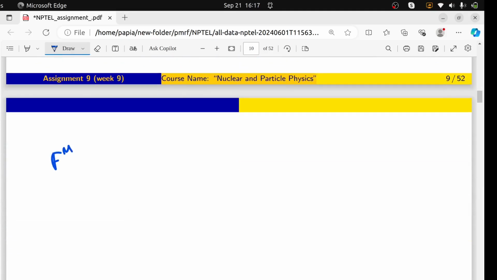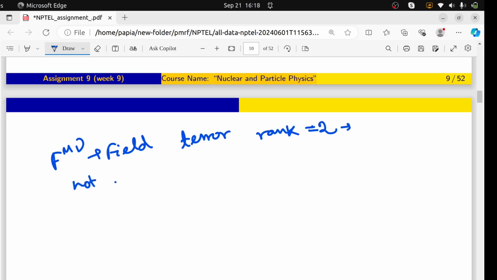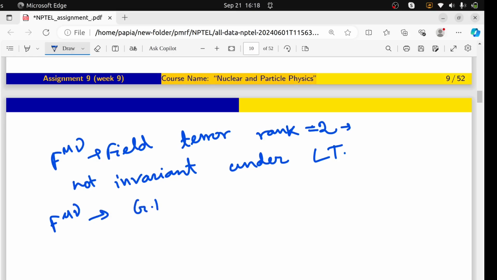So obviously F_μν is a field tensor, we know that it is a field tensor of rank 2, right? So if it is a rank 2 tensor, that means it is not invariant under Lorentz transformation, right? So for the F_μν case, we have seen that it is invariant under gauge transformation, but not under Lorentz transformation. So this is for the F_μν case. Now coming to the second option.